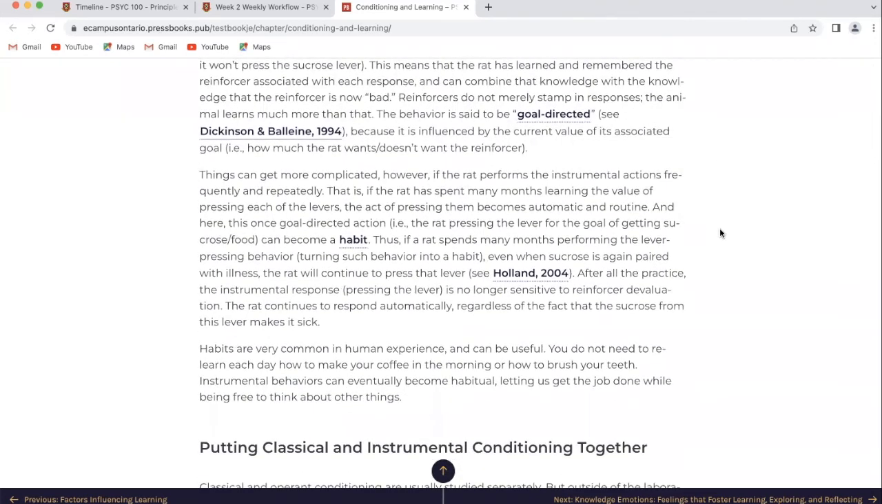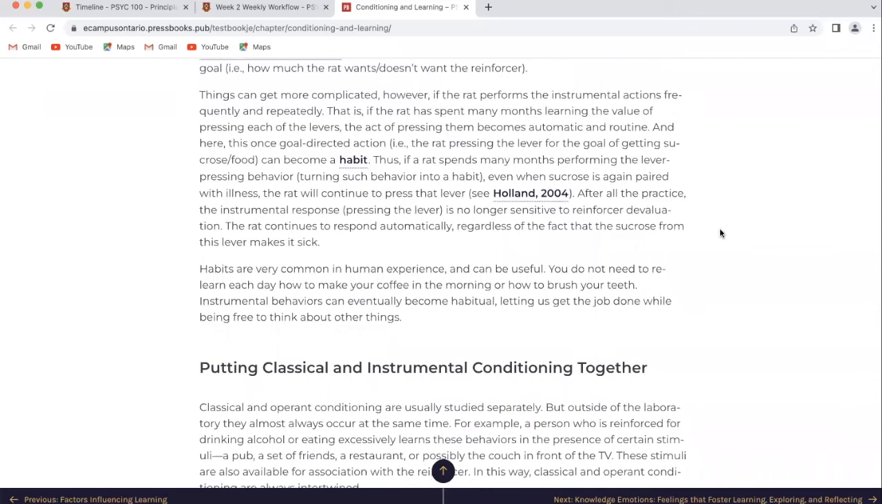Things can get more complicated, however, if the rat performs the instrumental actions frequently and repeatedly. That is, if the rat has spent many months learning the value of pressing each of the levers, the act of pressing them becomes automatic and routine. And here, this once goal-directed action, i.e., the rat pressing the lever for the goal of getting sucrose food, can become a habit. Thus, if a rat spends many months performing the lever pressing behavior, turning such behavior into a habit, even when sucrose is again paired with illness, the rat will continue to press that lever.